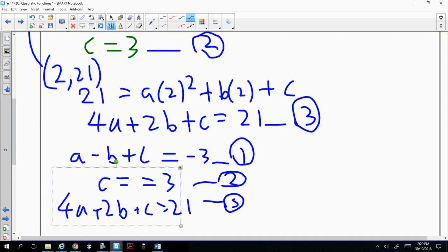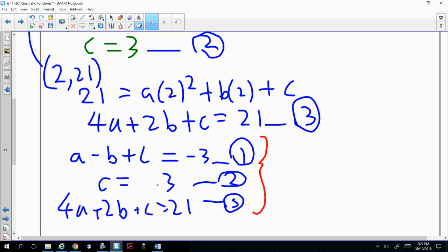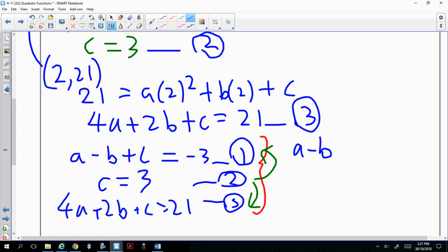How do we solve simultaneously? Start off with the easiest one, which is C equals 3. We're going to substitute that into equations 1 and 3. So if I substitute C... Oh, it's 3, yeah, you're right. Sorry, thank you. Okay, good. So we rub this off. C is 3. We substitute that into the above. So we get A minus B, substitute C by 3 gets plus 3 equals -3. And you end up getting A minus B equals -6. That's equation 4.